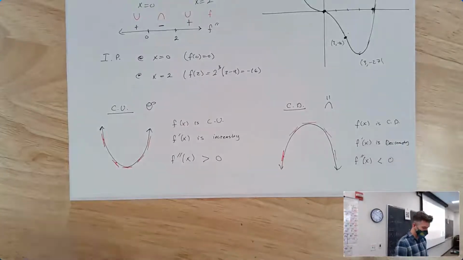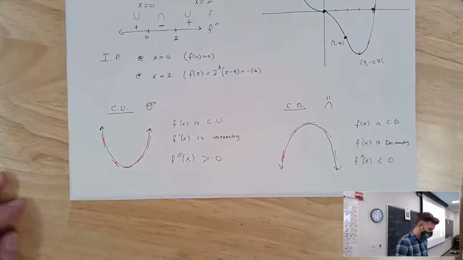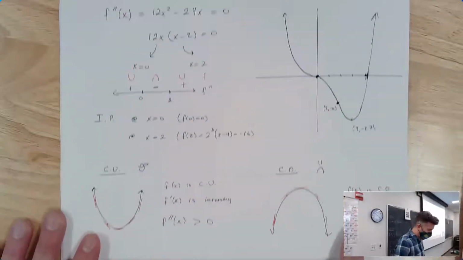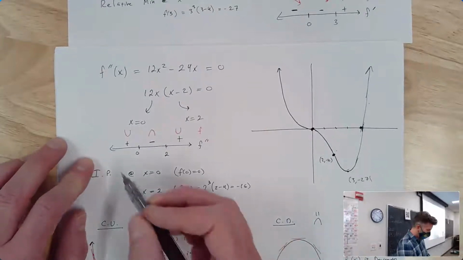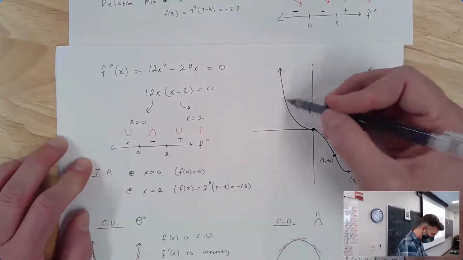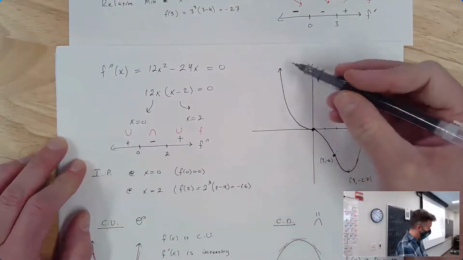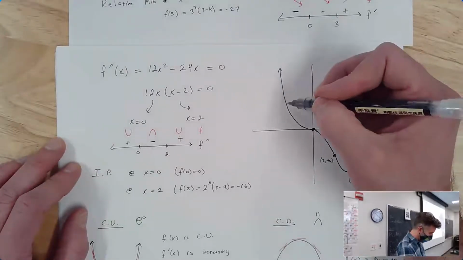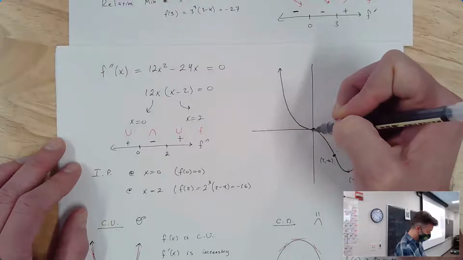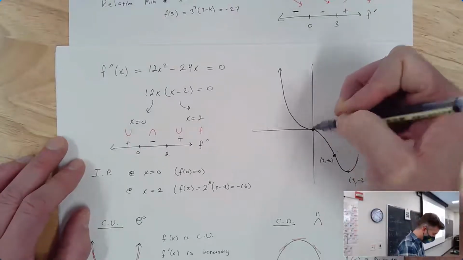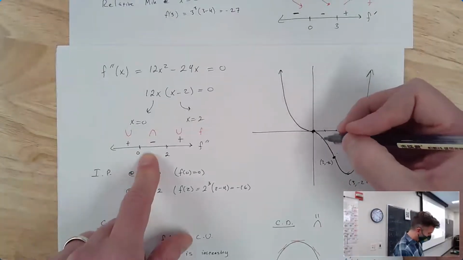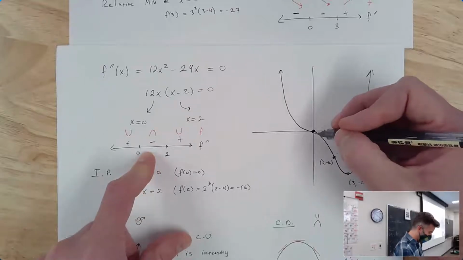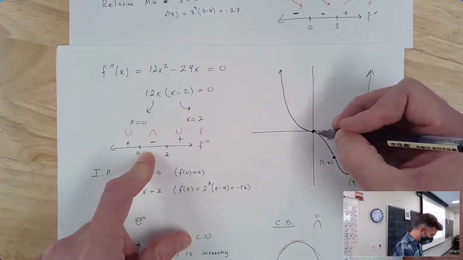So I think it's worth noting this. When we look back on our graph, we see that from negative infinity to 0, the function is definitely concave up. My derivative is increasing because it's very negative, less negative, and then 0. And then from 0 to 2, the function is concave down. So the first derivative is decreasing. It's slightly negative, more negative, more negative.